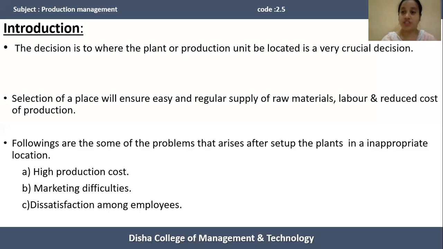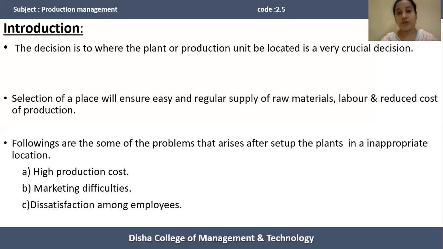Every manufacturer, every industrialist faces a lot of difficulties while selecting a location for their new industry. They have to consider various factors. They should not arbitrarily identify a location for their plant. They have to consider various factors. They have to conduct various surveys for identifying a good location for their plant.